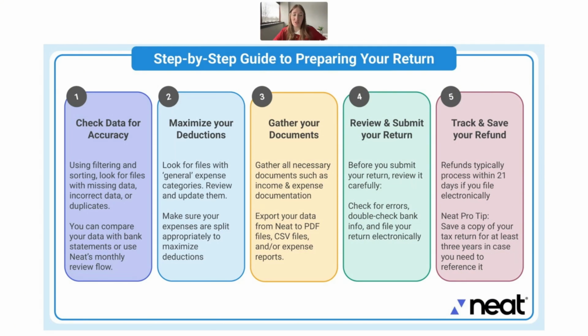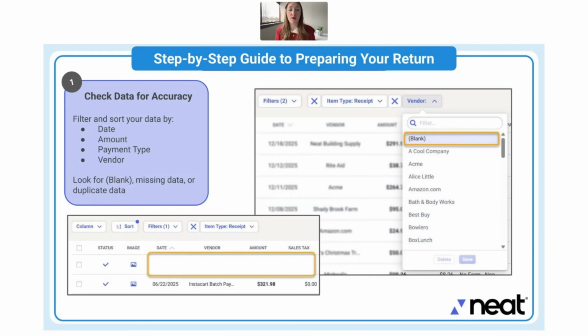And you're going to need to go through these steps to get all of your data ready for your tax return. We're going to really look at steps 1, 2, and 3 mainly, because those are the steps that Neat really helps you out with. Even if you're doing this all year long, you still want to do one final check that your data is accurate. To do a final check of the accuracy of your data, I recommend using our sorting and our filtering tools in Neat to quickly find files that have missing data or holes in their data, have incorrect data, or are maybe a duplicate.